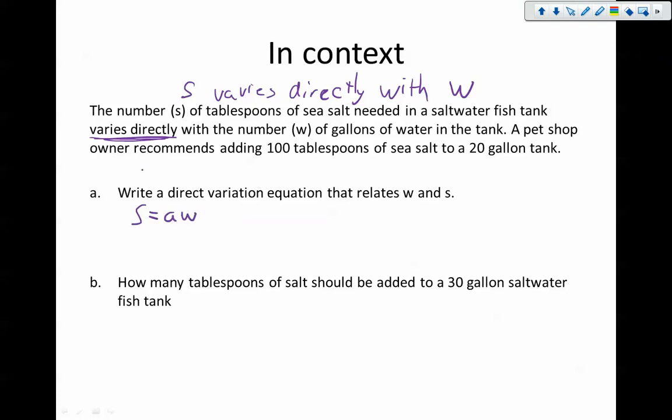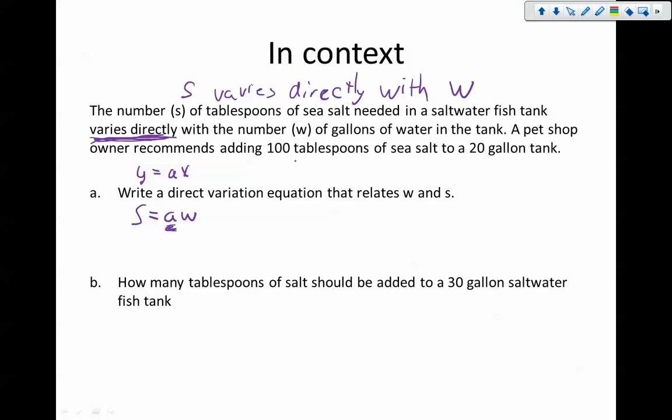Notice how this is a direct variation equation. I'm not using y and x, I'm using S and W, but this is S equals AW. It tells me it varies directly, so it's direct variation. So I need to create this equation, S equals AW, but I need to find the A.